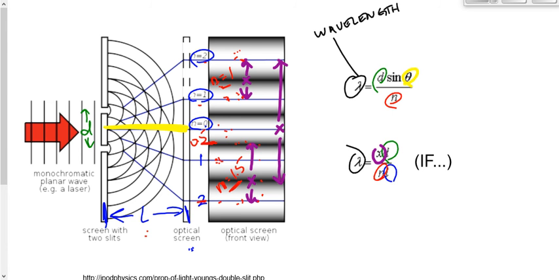Could be measured from the central max to the second order max. It could be measured from the central max to the second order minimum. It doesn't matter. The difference here between x and theta is that x can be measured from whatever to whatever, whereas theta has to be measured from the middle to whatever. The starting point of x is not defined. Neither is the ending point. The starting point of theta is defined. It's got to be from the middle, but the ending point isn't. You can do it to wherever you want.